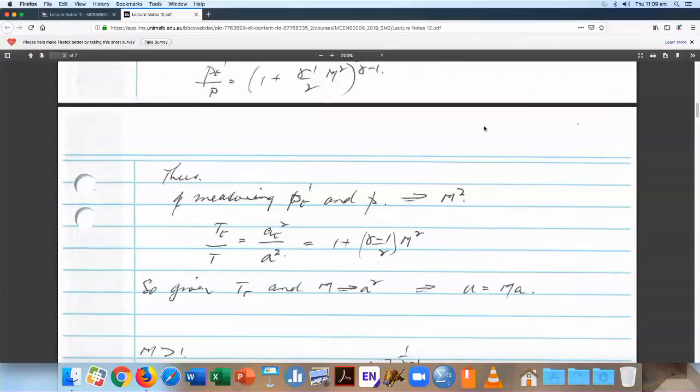So if I know Mach number squared from the pressure, I therefore get the temperature, or I get the speed of sound squared. And so if I'm given the total temperature and the Mach number, that leads in this equation to a squared. And if I know a and I know the Mach number, then I get the velocity. So that's how you get the velocity of an aeroplane flying subsonically.